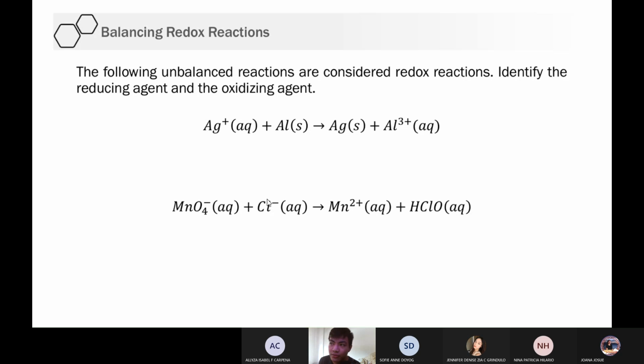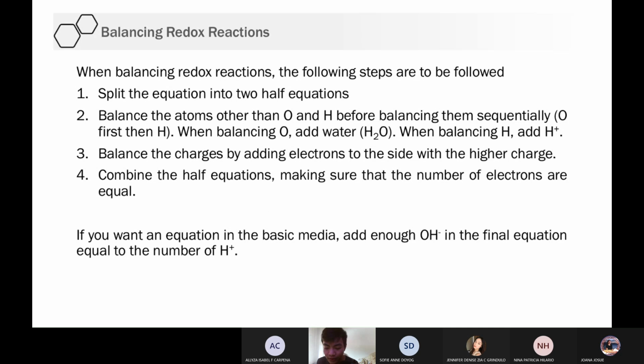So, in order for us to balance them, we have to follow certain steps in balancing redox reactions. Okay. So this is quite different with the usual balancing, no? Diba sa usual balancing, bilangin mo lang atoms, yun na yun. Okay. But in redox reaction, it takes a different approach, no? Okay. So basahin natin yung steps natin dito.